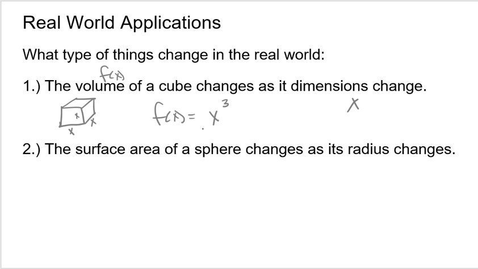So here's a function that, without the real-world application, just looks like a brand standard generic function, x cubed, but now it actually has meaning. F of x is the volume of a cube, and x is the dimensions of that cube, hence x cubed equals that volume. And again, it makes sense: if the dimension x gets bigger, the volume changes and also gets bigger. If I make the dimension x smaller, the volume changes and gets smaller. So as the dimension x changes, so does the volume f of x.